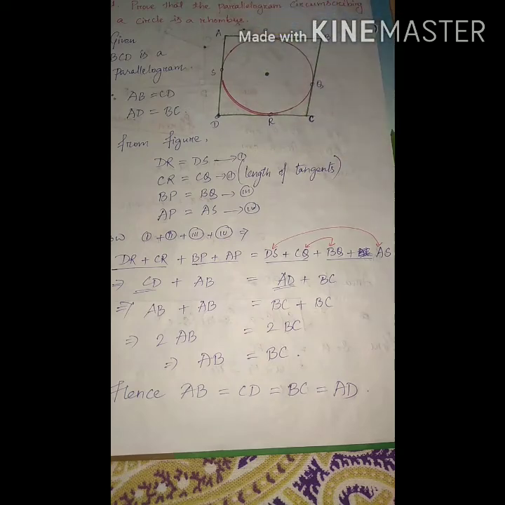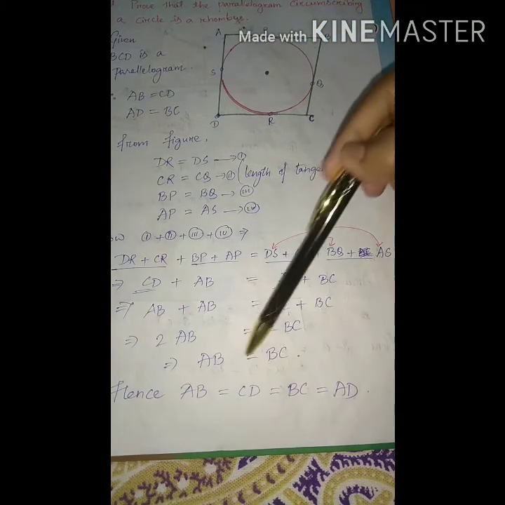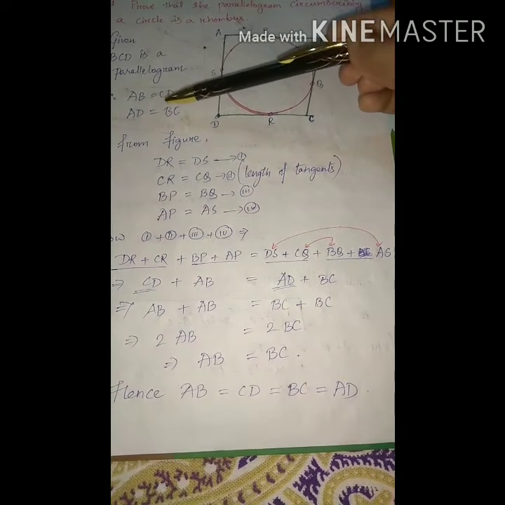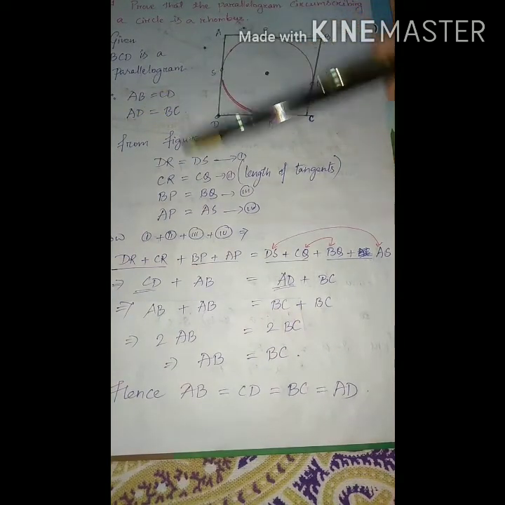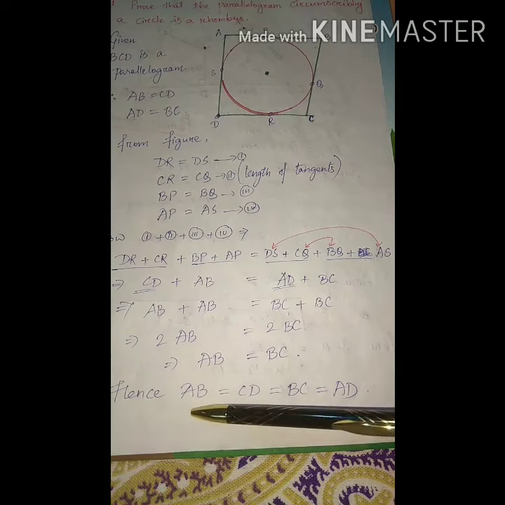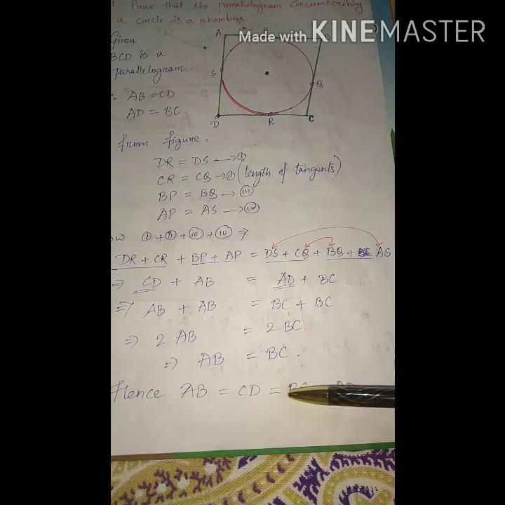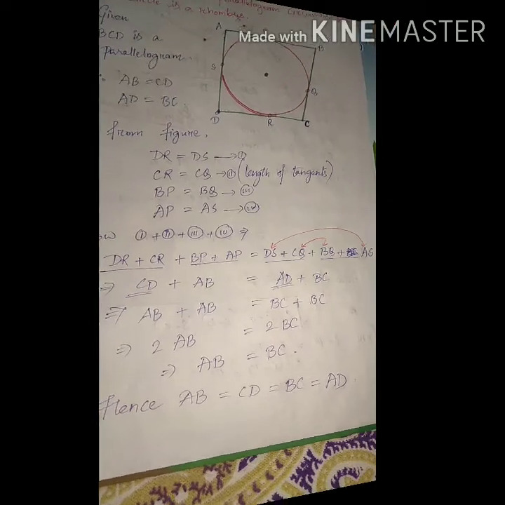So we get AB equal to BC. Since we know AB equals CD, and here we proved AB equals BC, and also we know BC equals AD, ultimately what do we get? AB equals CD, CD equals BC equals AD. That means all sides are equal. So from here what can we say? Hence it is a rhombus. Is it clear? Okay.